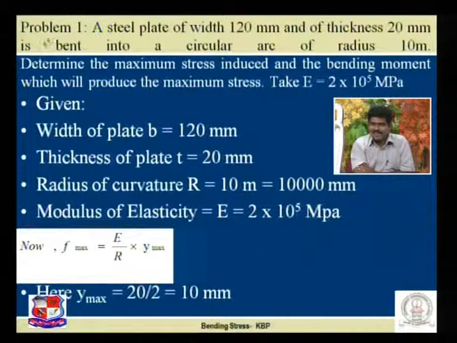Now let us read the data carefully and see what has been given to us. First of all, a steel plate and its dimensions: the width of the plate is 120 mm and the thickness of the plate, T, is 20 mm. Next, the radius of curvature R is also given as 10 meter, and if we convert it into millimeter, 10 into 1000, 10,000 millimeter is the radius of curvature.